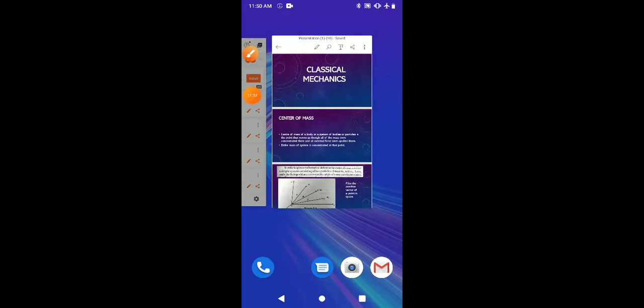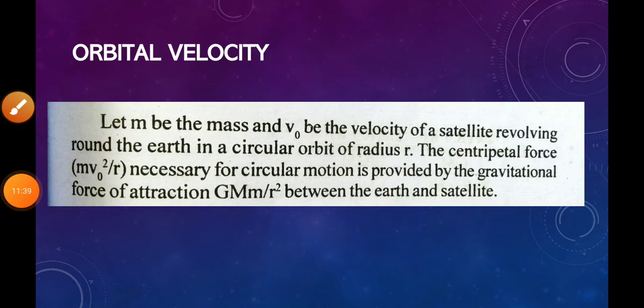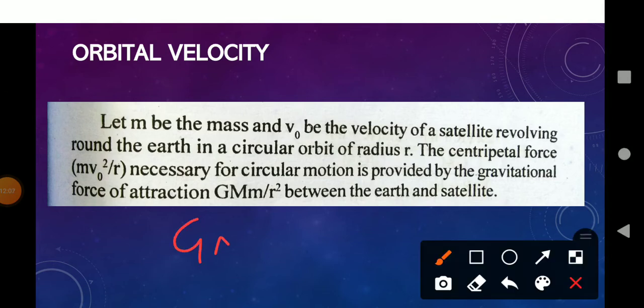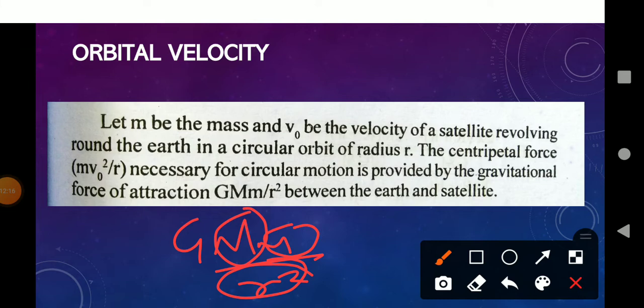So now consider, let m be the mass and v0 be the velocity of the satellite revolving round the earth in a circular orbit of radius r. The centripetal force necessary for the circular motion is provided by the gravitational force of attraction. We know if two bodies come together there will be a gravitational force of attraction. This we already said in the earlier classes. It is GMm by r square, where M is the mass of the earth, m is the mass of the body, and r is the distance between the earth and the satellite.